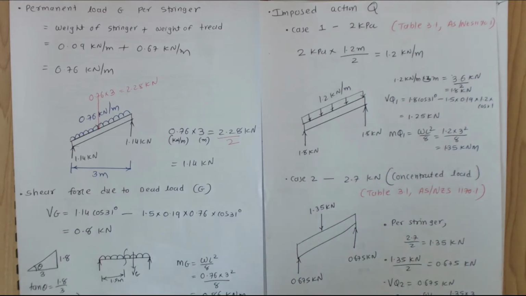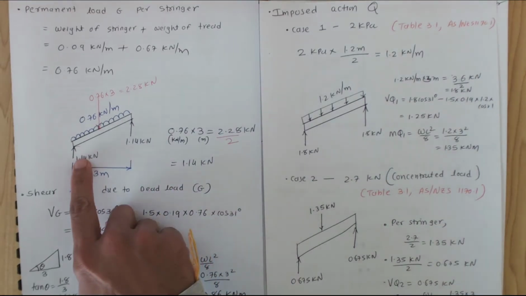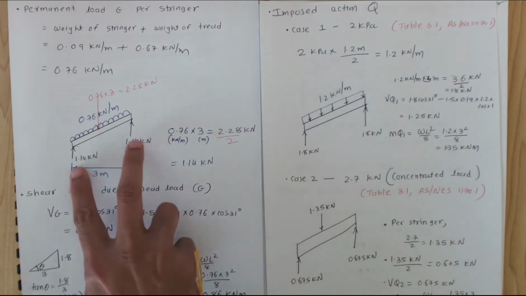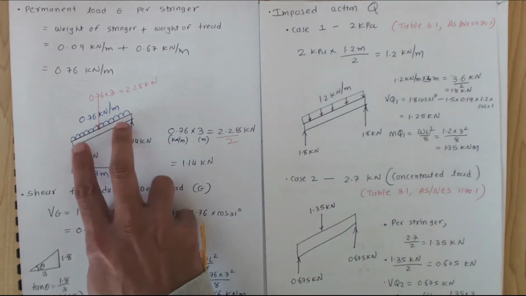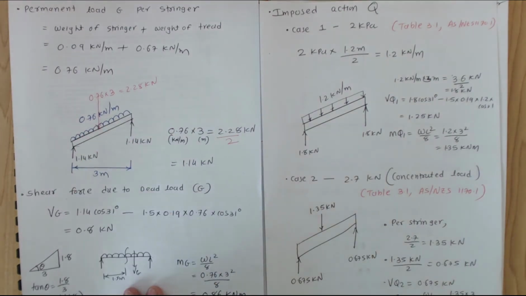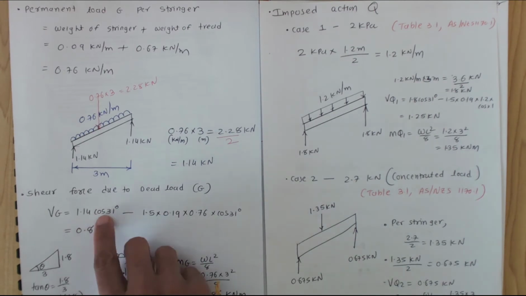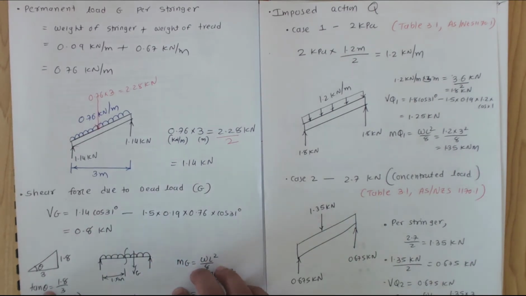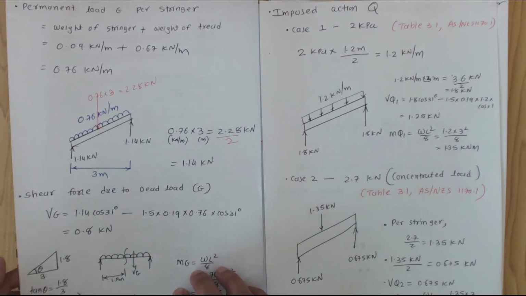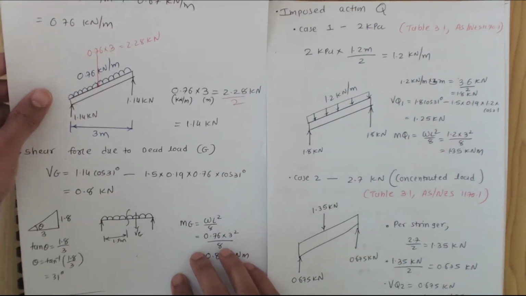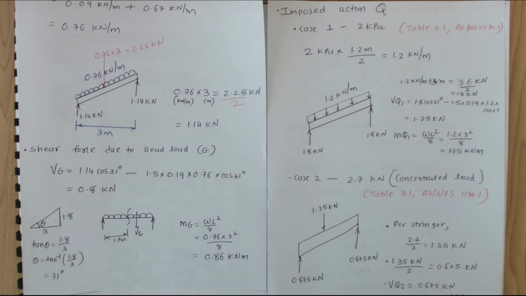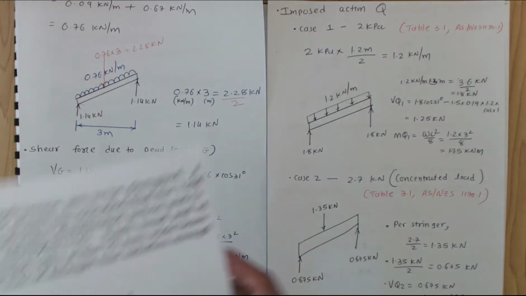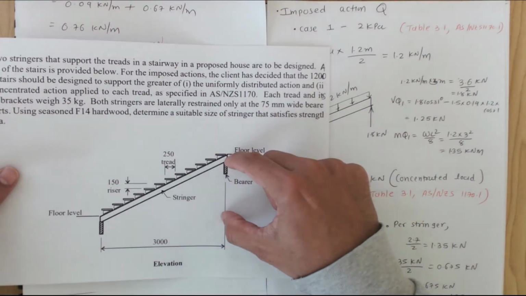Continuing from the last video, we calculated the reaction force of 1.14 kilonewtons. Now if I need to know the shear force due to this dead load, which is 0.76 kilonewtons coming onto the stringers, we can just take a component in the cos 31. The cos 31 comes from the 3 meters and 1.8 meters.